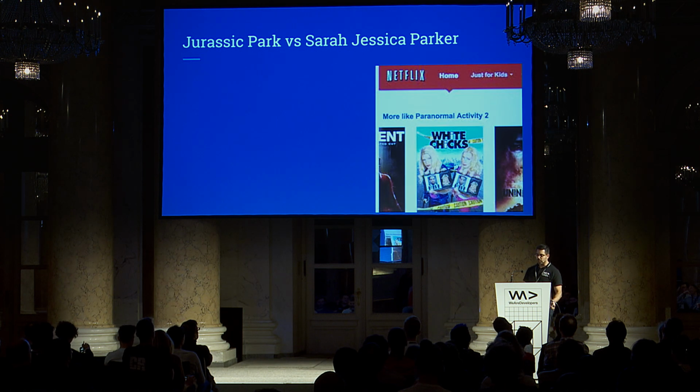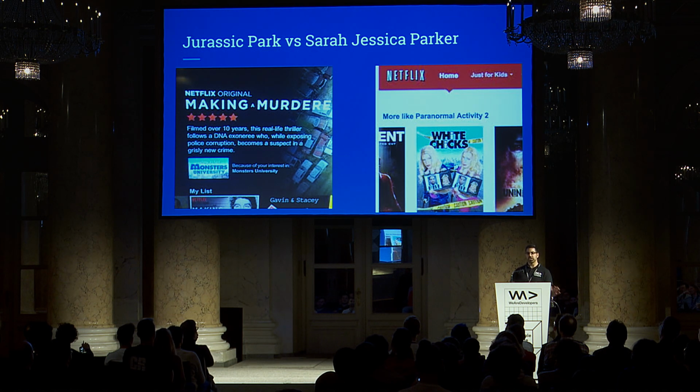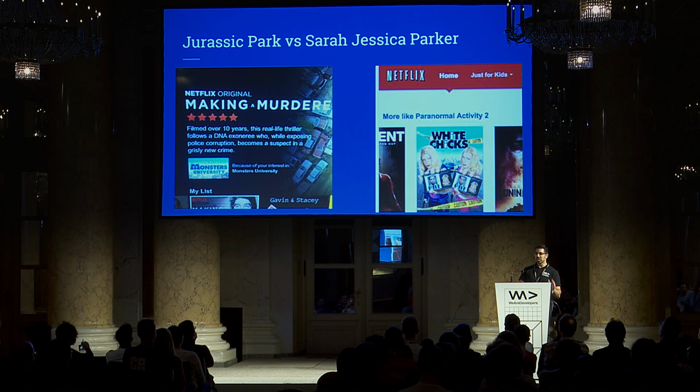For example, when you're looking for Paranormal Activity 2, it can suggest some comedies like White Chicks. Or when you're looking for Monsters University, it can suggest things like Making a Murderer. So it's not so clear how exactly they're offering stuff. I don't know about you, but normally I don't really find something interesting to watch. I'm spending more time looking for recommendations in Netflix than actually watching what I want to see.